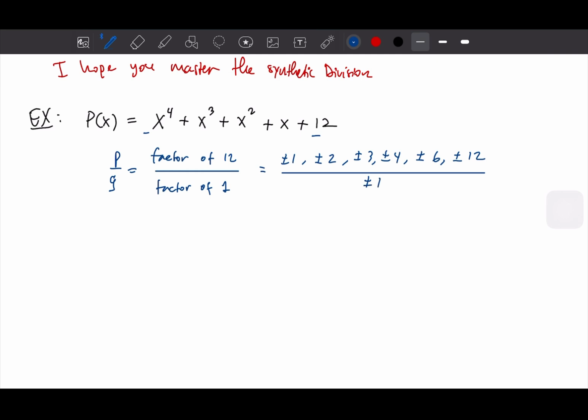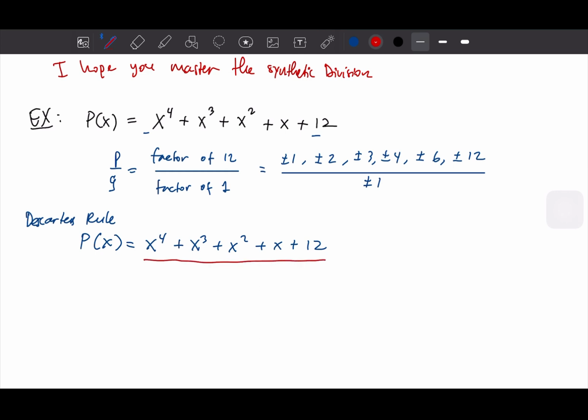Okay. Now, using the Descartes rule, let me write this all together. So there is no alternating signs here, no variation of signs. So P has no positive zeros. So we could think on the negative. Okay, we check.